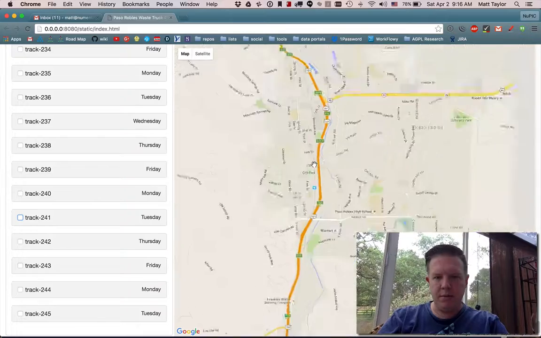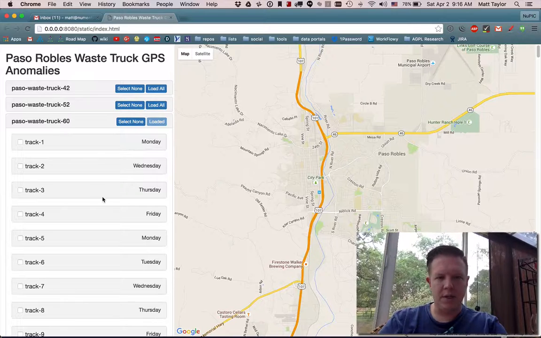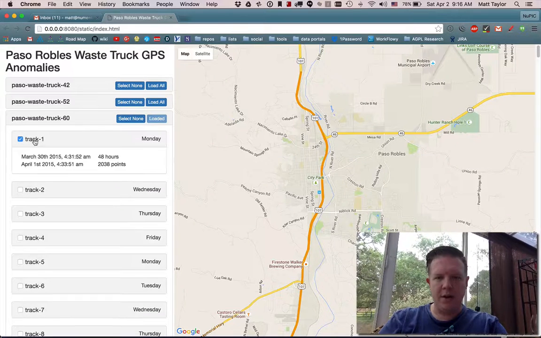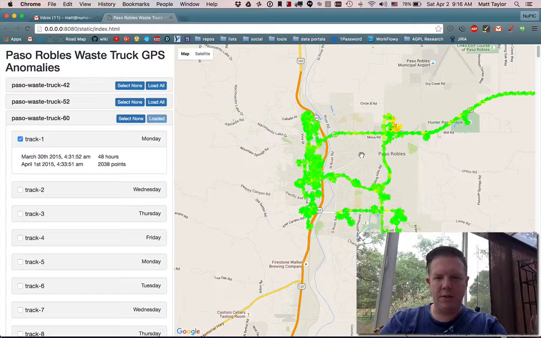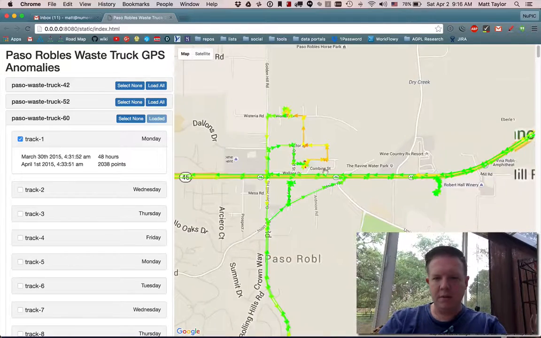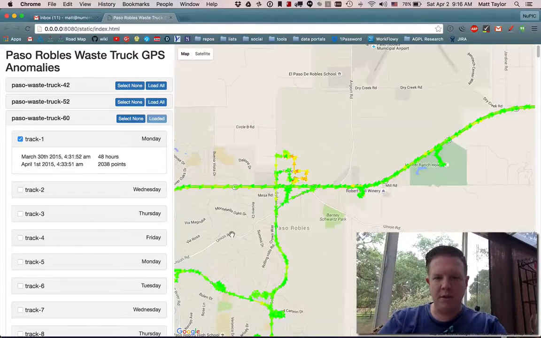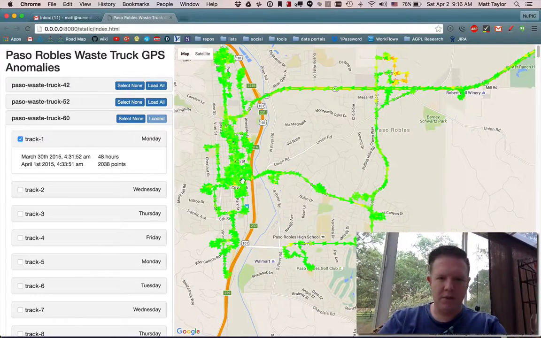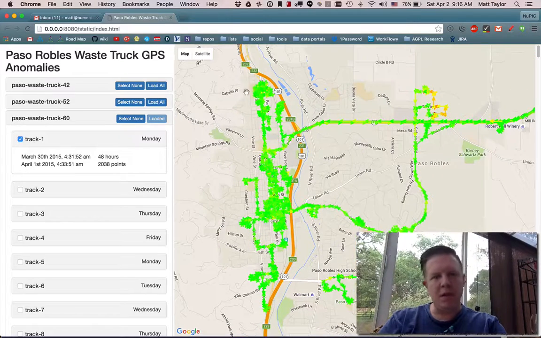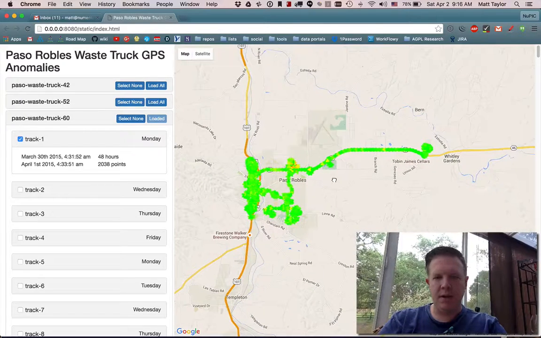All right, so I'm going to show you one truck's data. This is truck 60. As I show tracks, the first thing I notice that's different than normal is this is Monday, and the first points in this track have higher anomaly scores, but it very quickly goes green all over the place. So it's navigating around in space that it has never seen yet. It's all green, so that tells me something's odd.